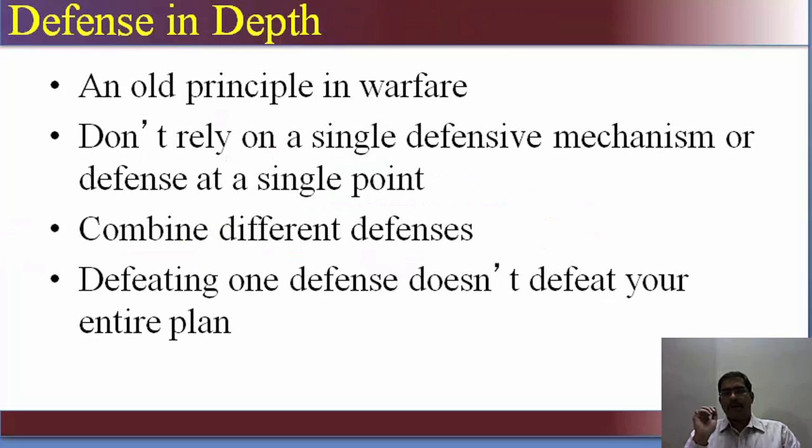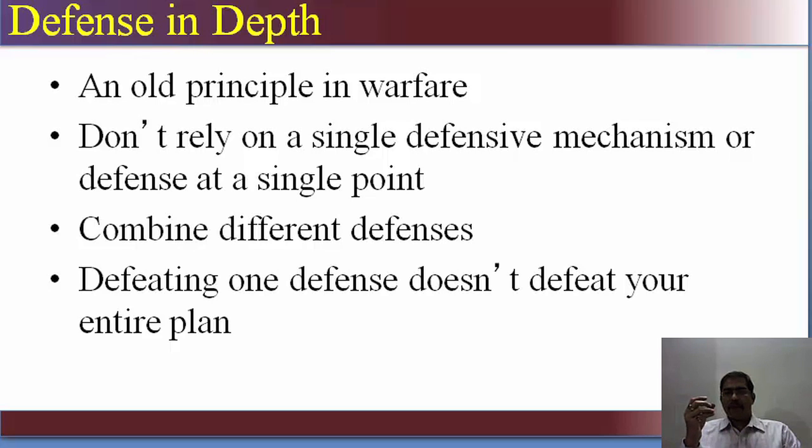Defense in depth is an old principle in warfare. It doesn't rely on a single defensive mechanism or defense at a single point. That is, you should have several layers of security, just like your onion routing, where even if you breach one layer, there is some other layer to protect you. And in the center of the onion is the core of where your servers, your network equipment, your data is stored. So you should not rely on a single defensive mechanism, but rather a combination of different mechanisms to protect your information.